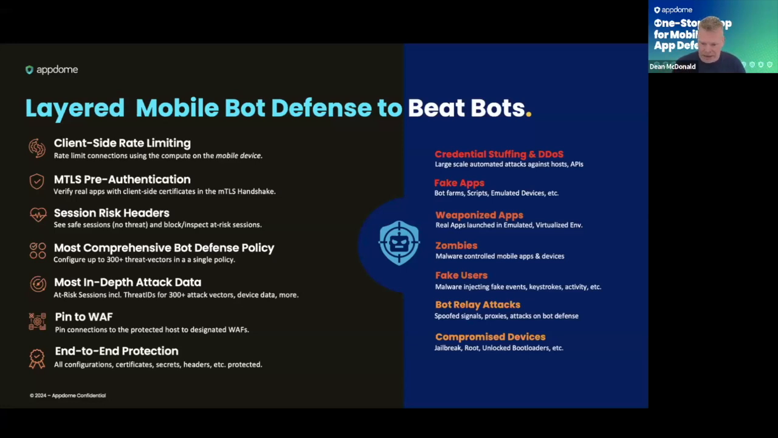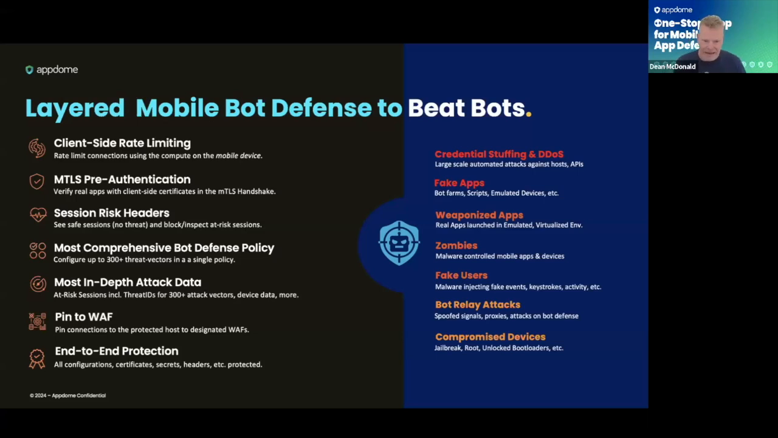So the typical attacks against APIs, credential stuffing, we know that there's fake apps out there. Most traffic these days is mobile. Bad actors are out there using bot farms, scripts. They're using a lot of emulator devices. They're running apps on emulators at scale to try to replicate workflow in apps to bypass and steal money. Apps get weaponized. There's zombie apps out there that are controlled by bad actors. There's fake users, relay attacks, and of course, compromised devices.